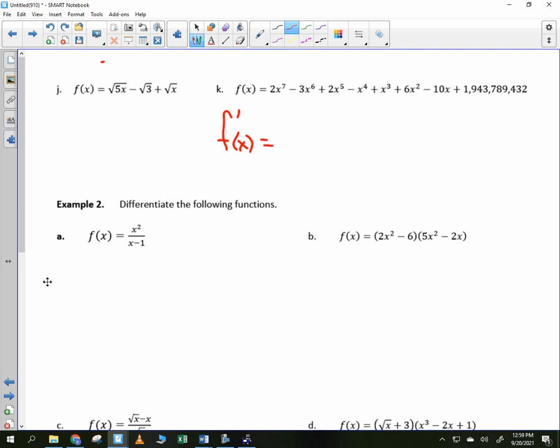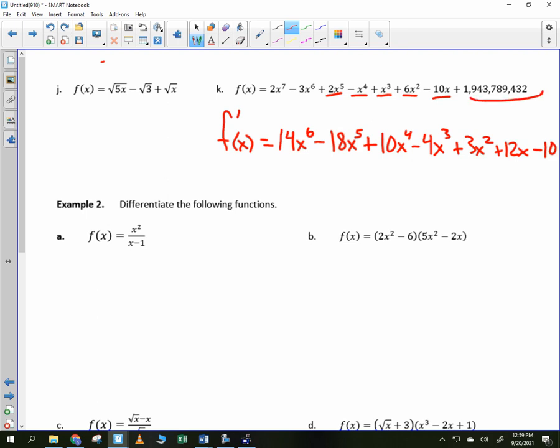Okay, go. What's the derivative of 2x to the 7th? 14x to the 6th. 14x to the 6th minus 18x to the 5th. 18x to the 5th plus the derivative of 2x to the 5th is 10x to the 4th. 10x to the 4th times 4x to the 3rd, minus 4x to the 3rd. Derivative of x cubed will be 3x squared. 3x squared. Derivative of 6x squared, 12x. And the derivative of negative 10x. And the derivative of a constant is always 0.